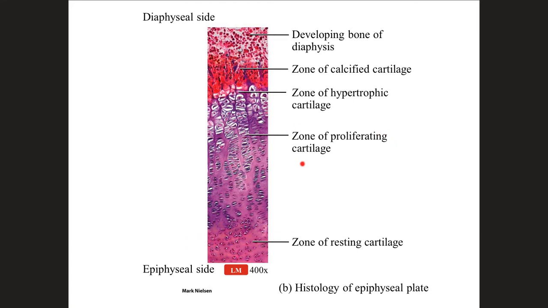Then you see the zone of proliferating cartilage. That proliferating term should give that away, that these cells are going to be actively working. So the chondrocytes in this area, chondrocytes are cartilage cells, are going to be secreting extracellular matrix. They're going to be dividing to replace cells that may have died. And so this area is going to be growing. The cartilage is actually growing in this area.